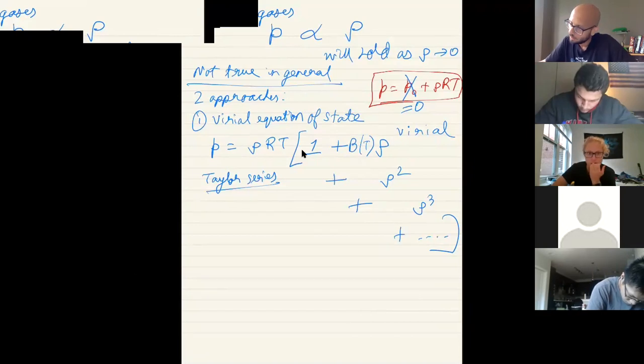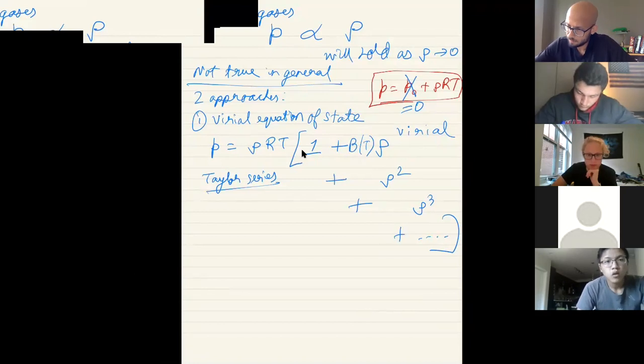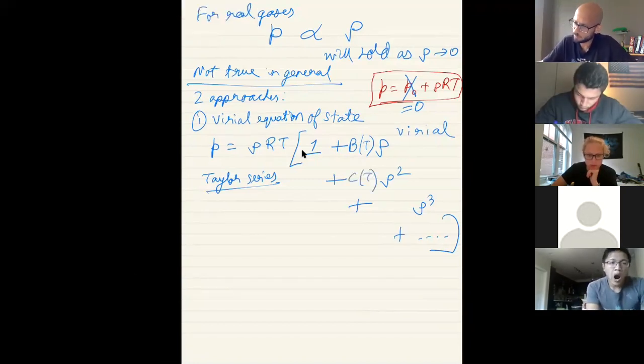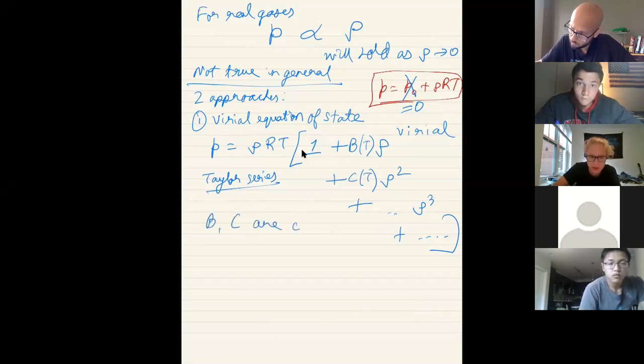Yeah, cool. We are talking about the coefficients here. These coefficients, the first one is called D of t. Why didn't they start with A of t? Don't ask me. C of t, and you can have more other coefficients. These coefficients are called the virial coefficients. So D, C are called virial coefficients.